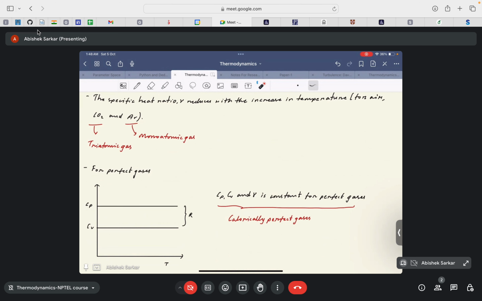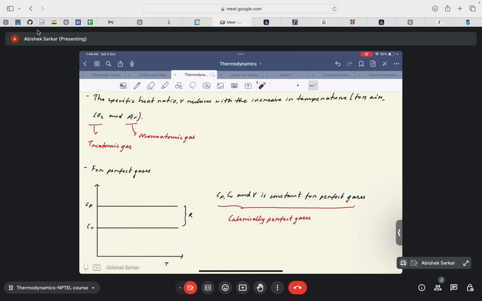For example, in the case of air, R comes out to be around 0.287 kilojoule per kg Kelvin. Just an example, and it will depend upon different types of gases. Okay, and for ideal gases, both Cp and Cv are actually functions of temperature.